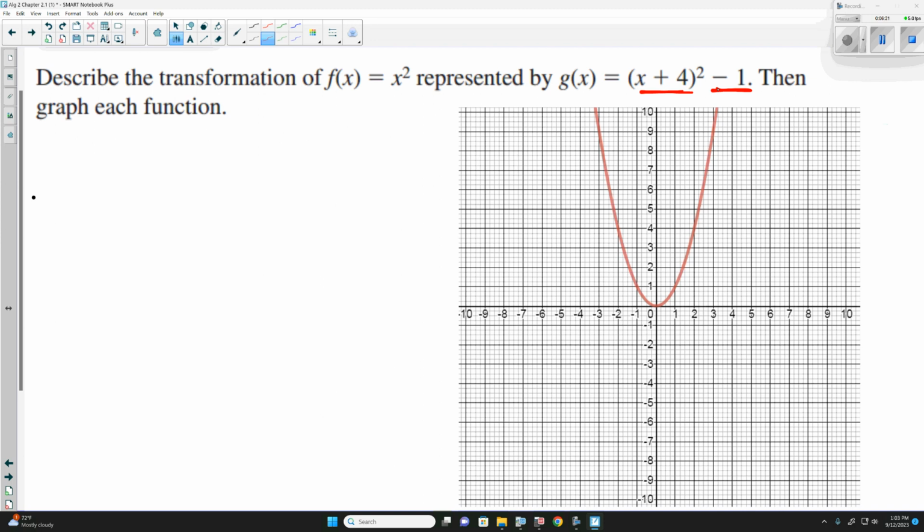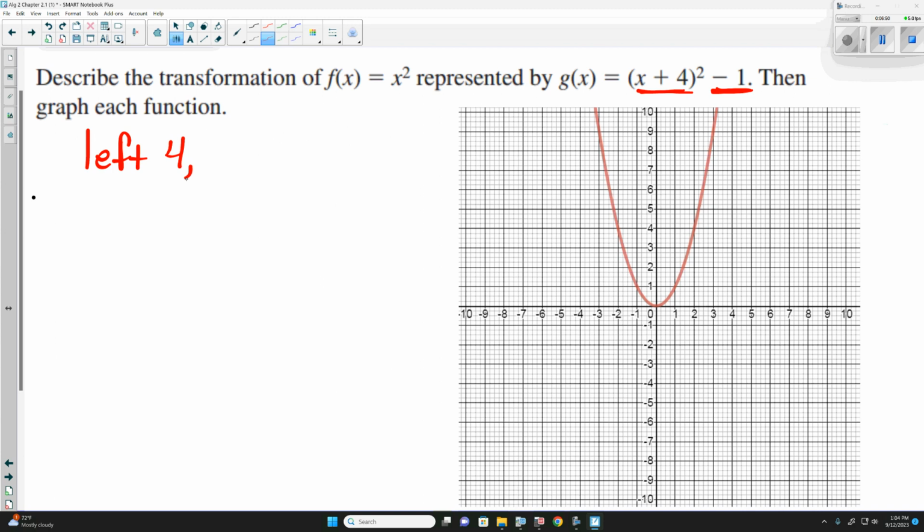So we have g of x equals (x plus 4) squared minus 1. We have two transformations. We have the plus 4 inside the parentheses and the minus 1. So the plus 4 inside the parentheses is moving it to the left or to the right. Which direction? It would be left, exactly. How far? 4. Because again, inside those parentheses is the opposite of what we think. Since it's plus, it's moving left.